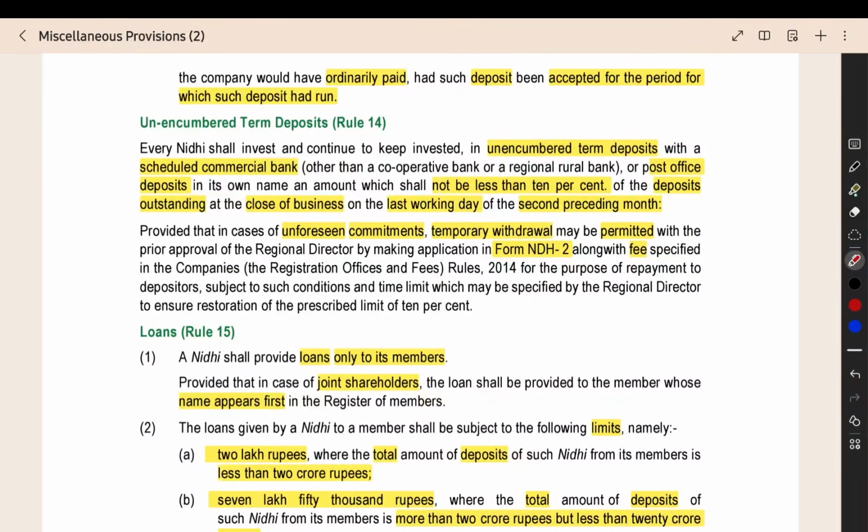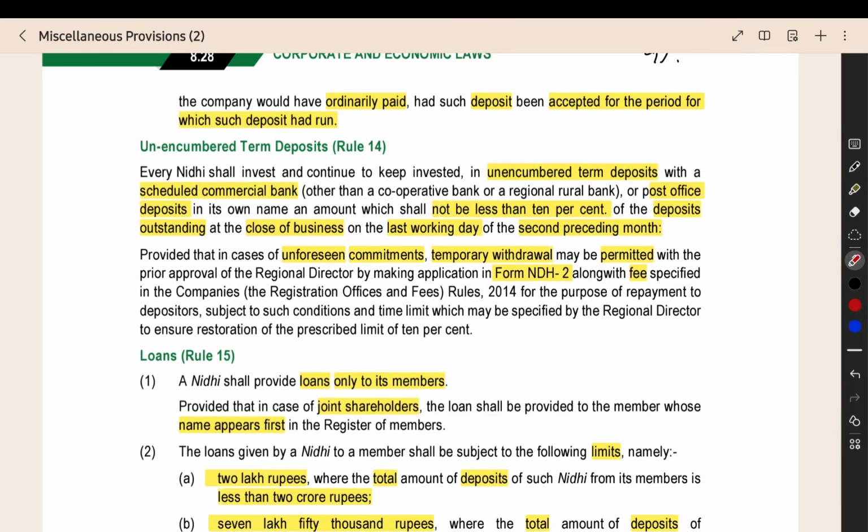The next thing, unencumbered term deposit. I told you that we have to keep the unencumbered term deposit at 10% of the deposit outstanding at the close of business on the last working day of the second preceding month. So now I will tell you what the unencumbered term deposit is. Now I will explain the provision of the unencumbered term deposit.